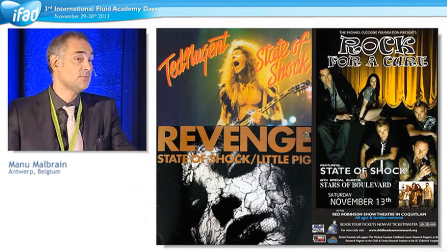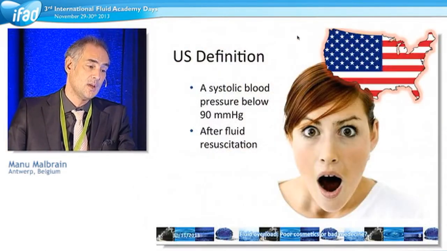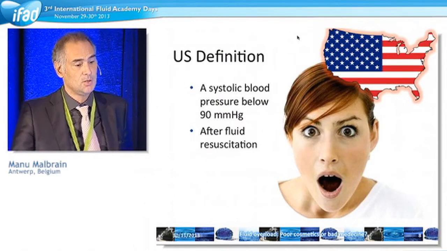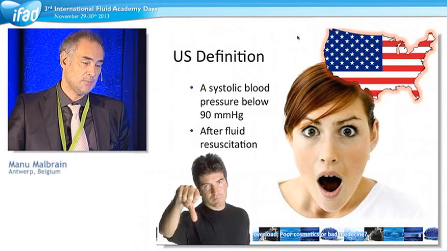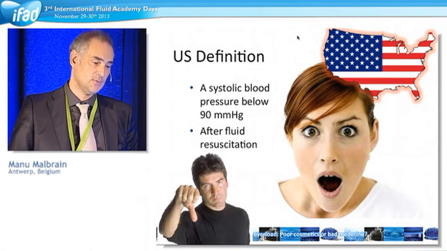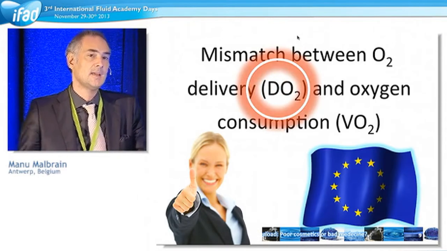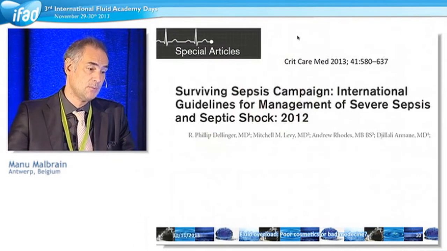But then what is the definition of a shock state or a state of shock? The US definition says that it is a systolic blood pressure below 90 millimeters of mercury after fluid resuscitation. I'm not sure whether this is a good definition to use at the bedside. I think the European definition states that shock is a mismatch between oxygen delivery and oxygen consumption.